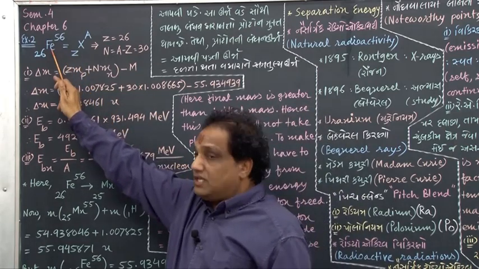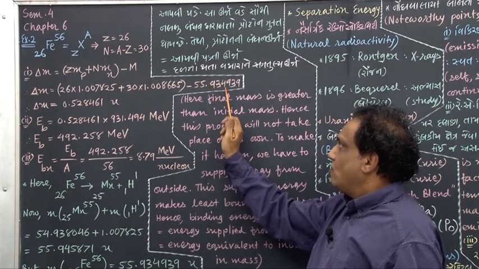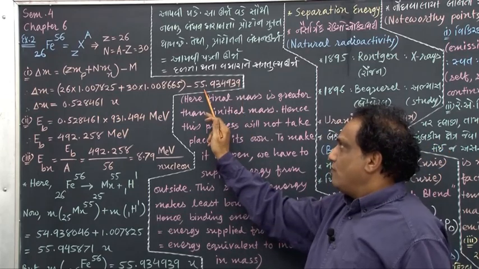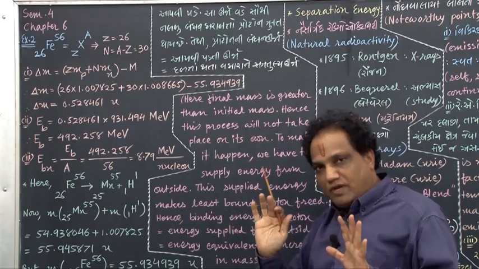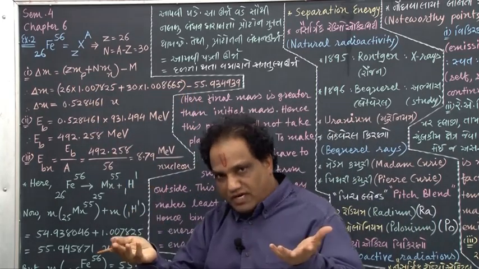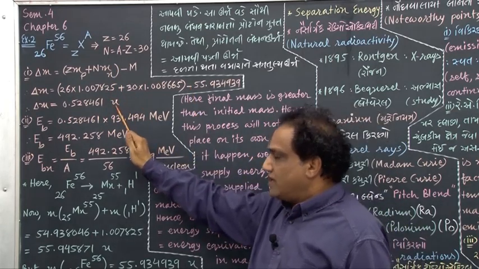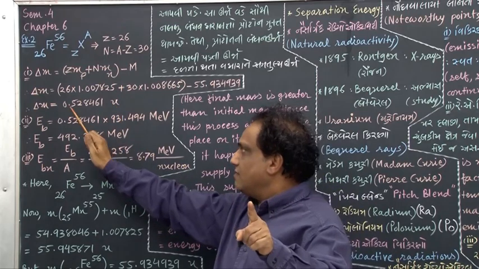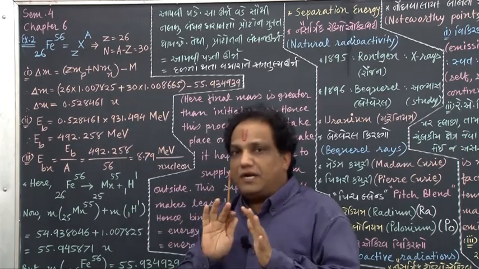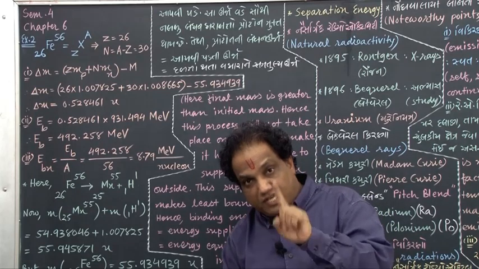Mass of this stable nucleus you are given in the statement: 55.934939 atomic mass unit, correct? Now all these values of masses are in atomic mass unit, so the subtraction you will get in atomic mass unit, and exactly you will find the answer 0.528461 atomic mass unit.